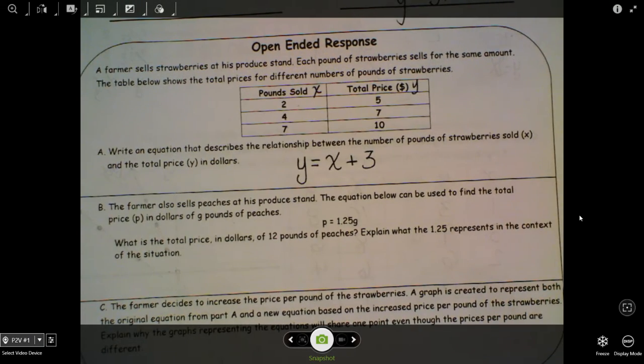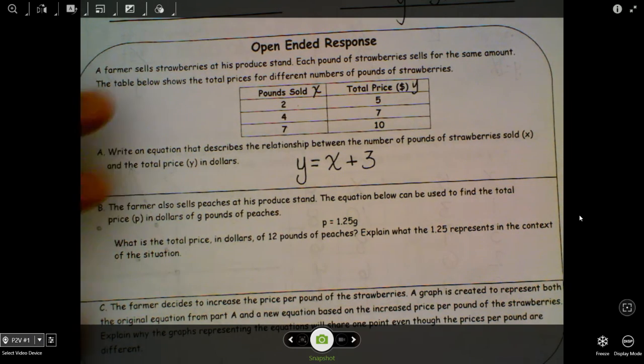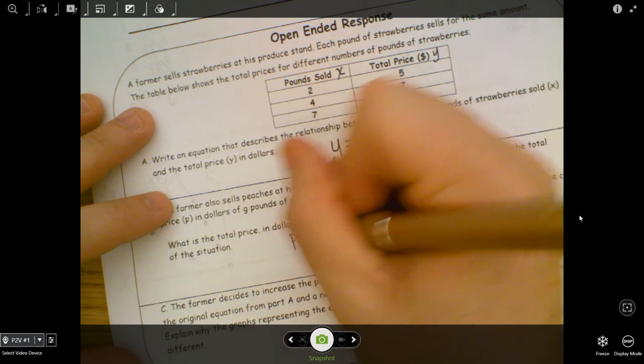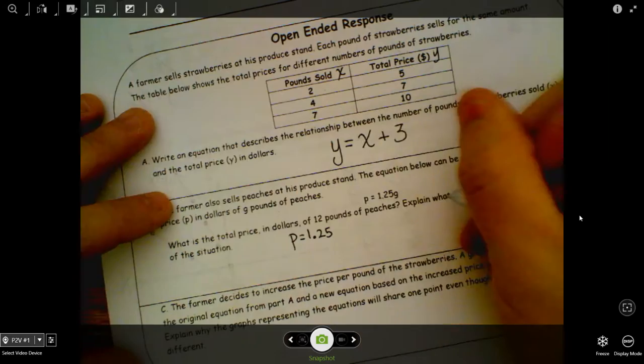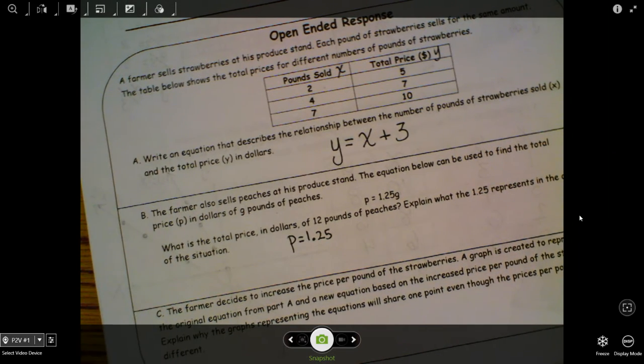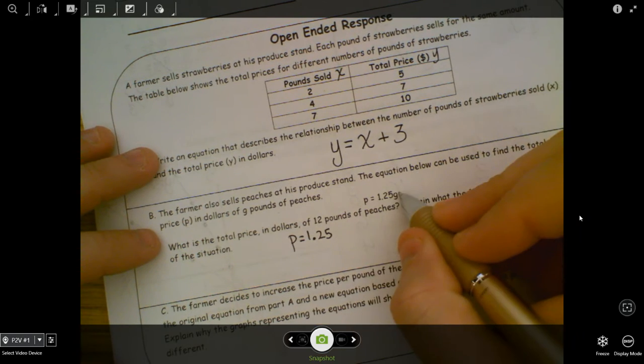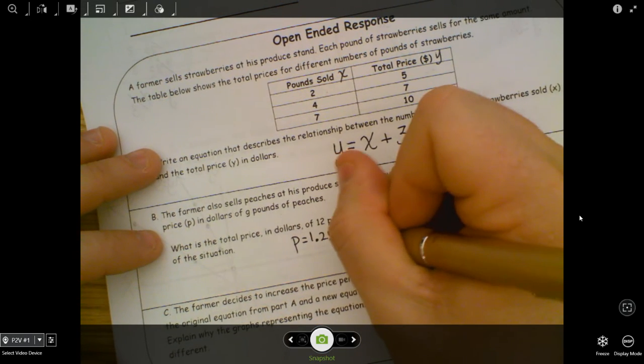Part B. The farmer also sells peaches at his produce stand. The equation below can be used to find the total price in dollars of G pounds of peaches. What is the total price of 12 pounds of peaches? Explain what the 1.25 represents. It's a really fancy way of saying rewrite it, but instead of writing G, which stands for the pounds of peaches, they just pick G. It's not the best letter. That's okay. They want to know 12, so we replace the G with 12.